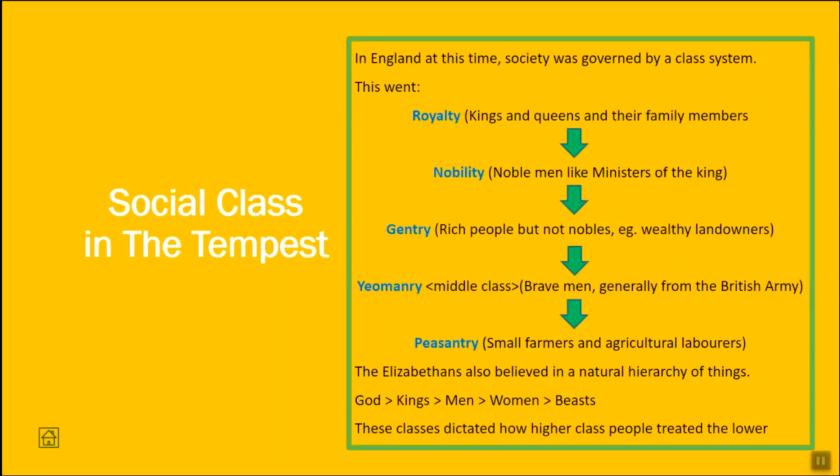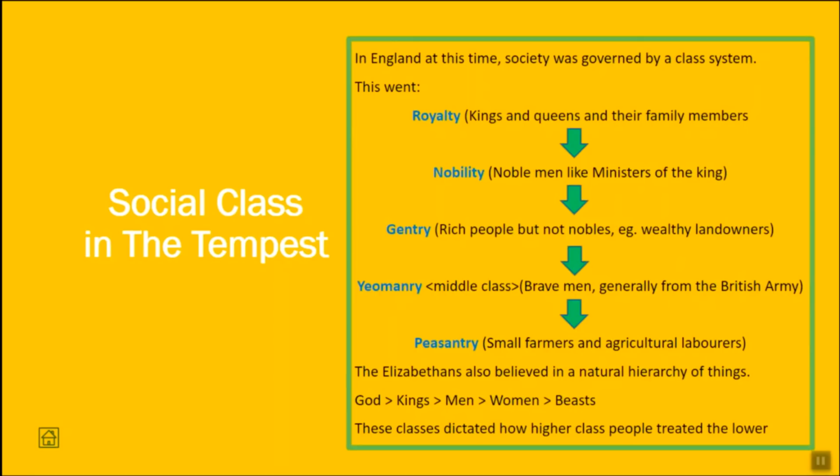at the top was the royalty, that is the kings and the queens and their family members. Then came the nobility, that is the noblemen, like ministers of the king. Below them were the gentry. They were generally rich people but not nobles. For example, wealthy landowners. Below them were the yeomanry, which were basically middle class people. Example, brave men generally from the British Army. Below them and at the bottom were the peasantry, meaning the small farmers and the agricultural laborers.